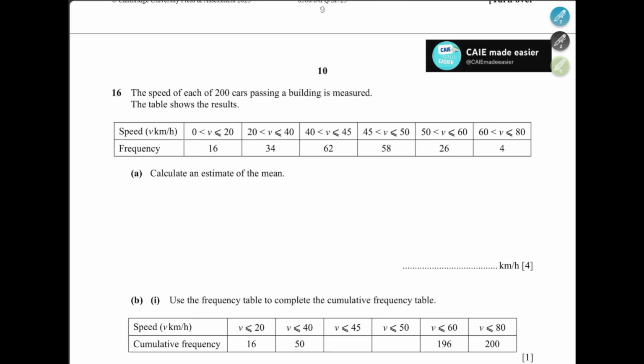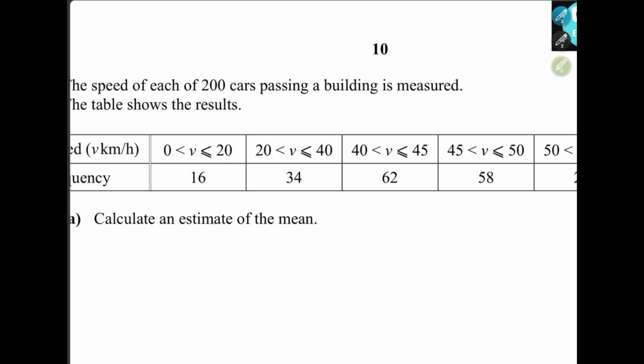Question number 16. The speed of each of 200 cars passing a building is measured. The table shows the result. So you have the speed as a range, and then you have frequency. Calculate an estimate of the mean. Now, we need to find the middle values of each of these ranges. So to find the first one, it's going to be 20 plus 0 divided by 2. This is going to be 10.